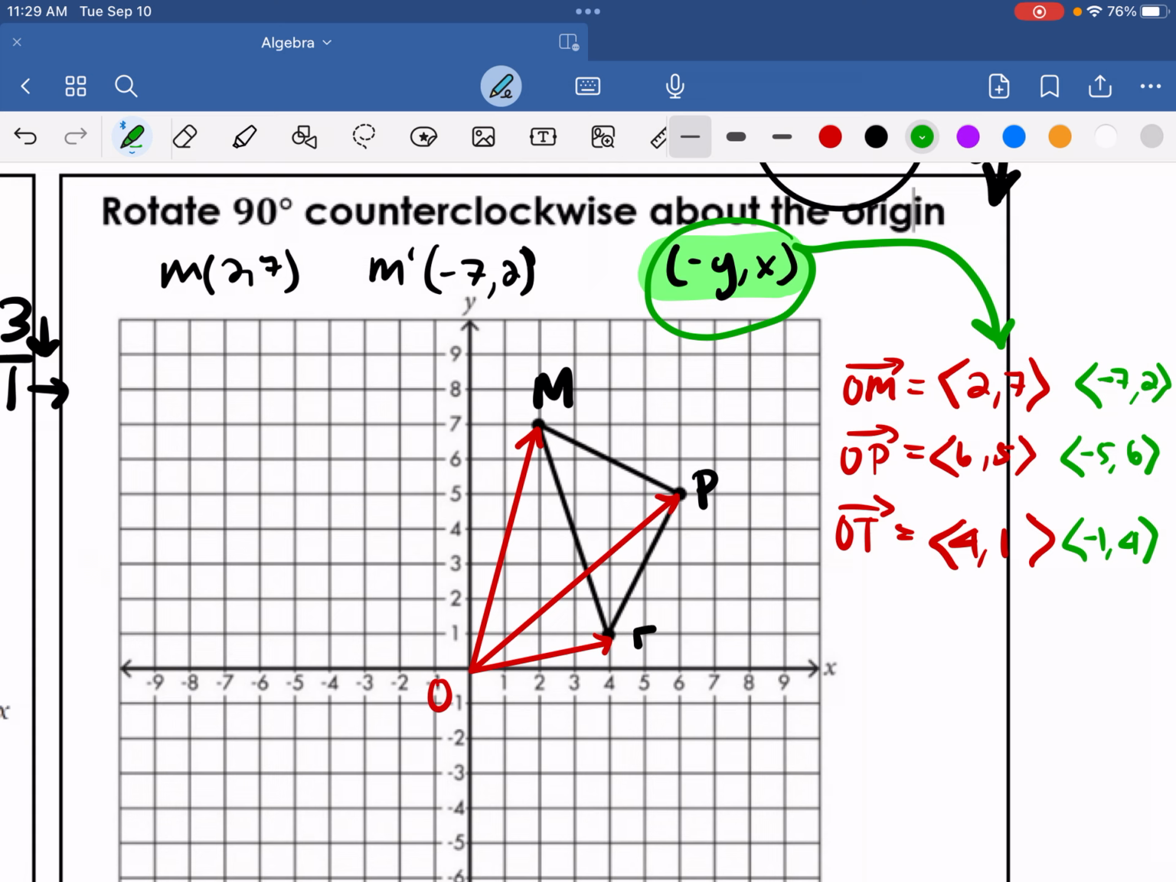And again, if you make a vector from O to M prime, you can see how it did a 90-degree angle. Then -5, up 6, P prime. And for T, left 1 and up 4. So the vectors are the ones that are turning. See how it makes a 90-degree angle from T to T prime. But yeah, so you get the same answer. If you want to rotate the vectors or you actually want to rotate your paper, whichever one you do, you get the same answer.